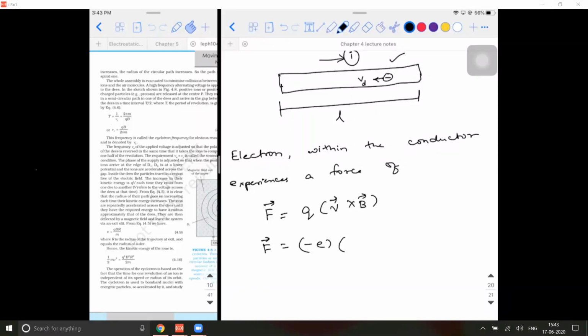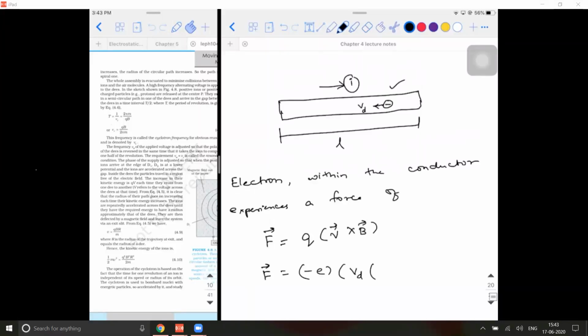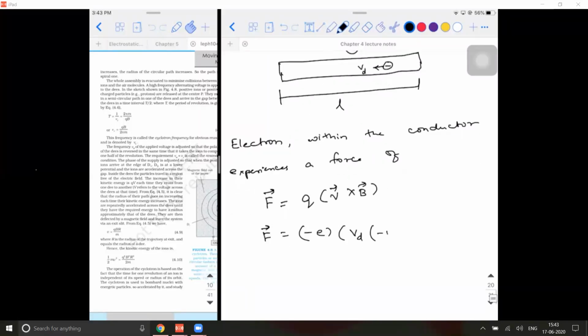So what is going to be the velocity of the electron? It will be Vd vector. What is the direction of Vd? It is minus i cap. Cross, what is the direction of B? It is going to be B in the direction of minus k cap. So this also is understood.